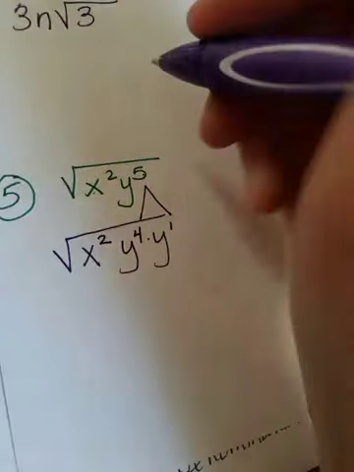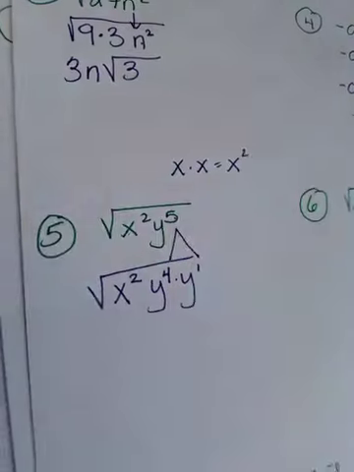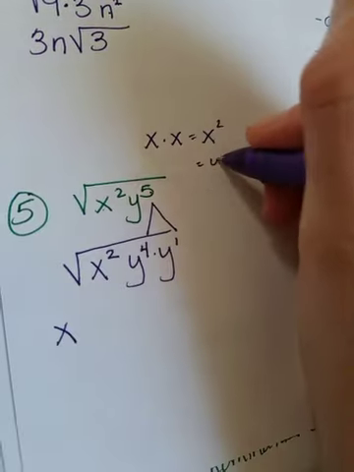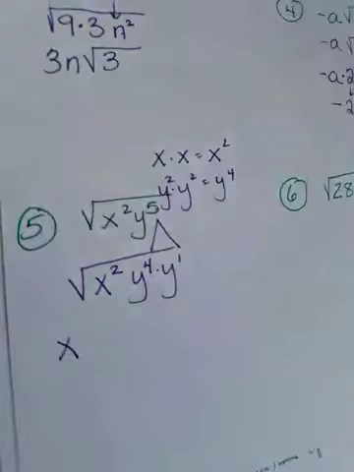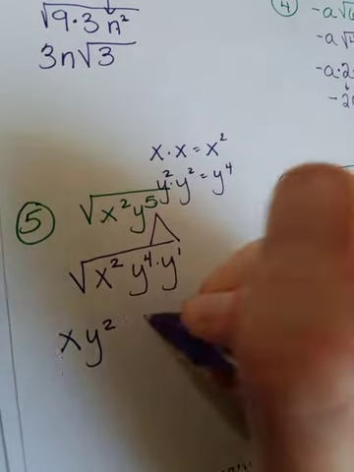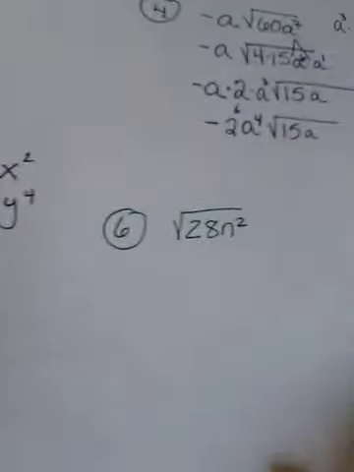So what's the square root of x squared? What power of x times itself will give you x squared? That's just x to the 1st. Y to the 4th. Y to the power of what times y to the power of what gives you y to the 4th? That's y squared. And then can you take the square root of just y? Nope. So square root of y stays.